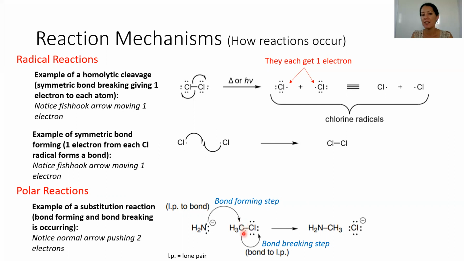But it can't just stay there because carbon can only have 4 bonds. So this bond between carbon and chlorine has to break, and the 2 electrons in that bond go up as another lone pair on chlorine. Chlorine gets a negative formal charge. So here we have a lone pair to form a bond, and then here the bond is breaking to become a lone pair.